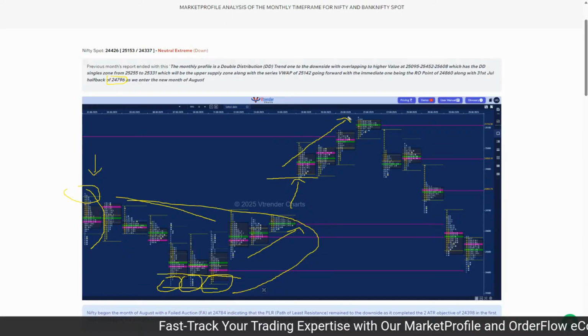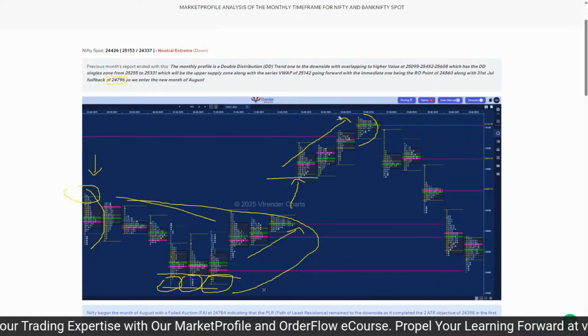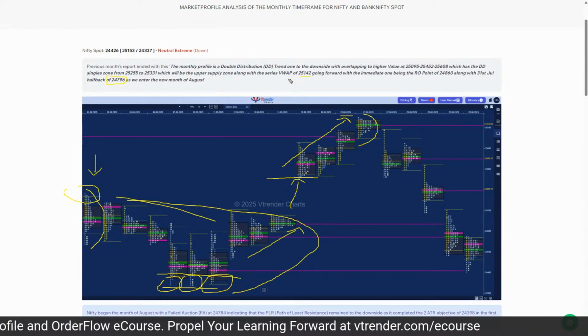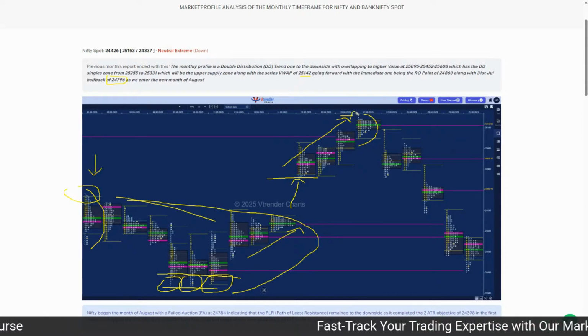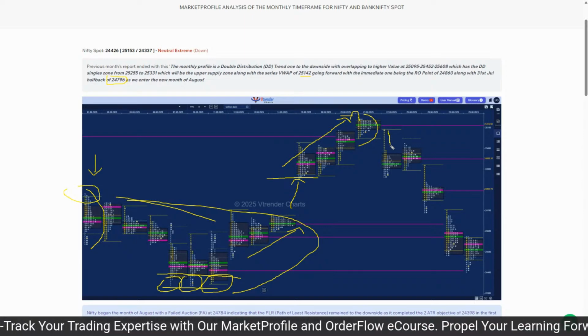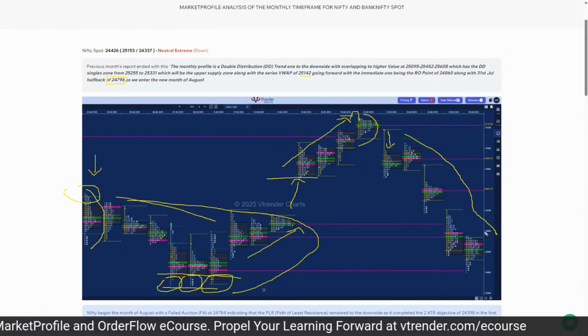So what we did on the 21st was, we made a very narrow range profile, but we tested that series VWAP, which was at 25142. And because the July month was a double distribution, one to the downside, the VWAP was an important reference for the sellers to hold. And right there we saw a queue of rejection. And you can see how that rejection triggered this initiative selling tail on 22nd. And from there, once we got the initiative sellers in, they drove it lower for the rest of the month.